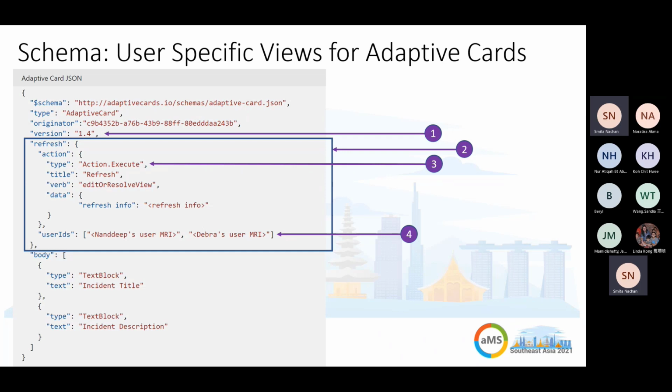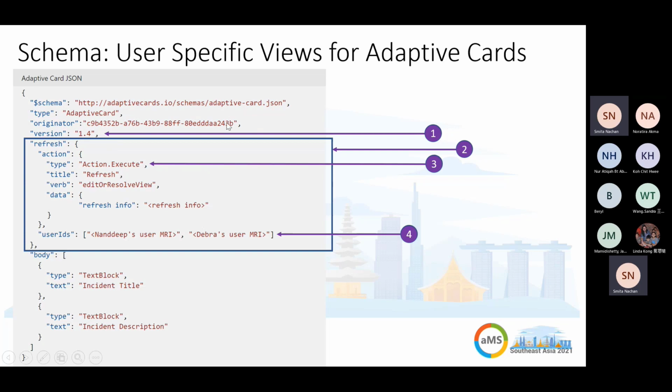So as we saw in the first demo, we have some specific schema to follow for the adaptive cards. Similarly, it is the same schema. The schema has been defined at this particular URL. The type of this schema is just the adaptive card.